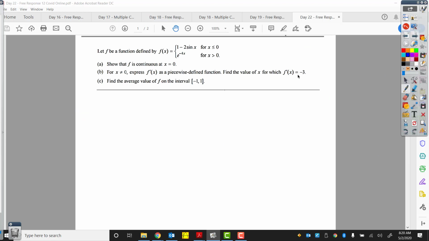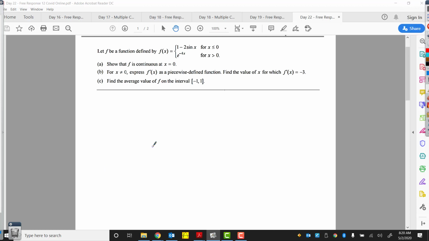Okay, moving on to the last part, we have now 4 points left that we need to figure out. We're looking for the average value of this f. Now remember, average value is not just the integral. It's 1 over b minus a, integral from a to b of f of x. The problem is, from negative 1 to 1, we have this gap in functions. So what we're going to do first, we're going to find our integral first, and then we're going to come back at the end and do the average value once we know what the value of the integral is.